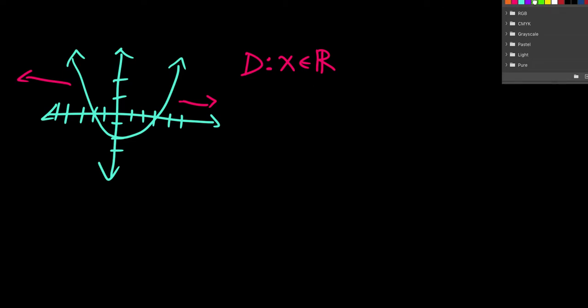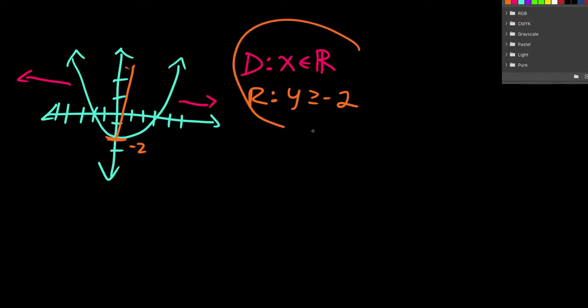Now if we're looking at the range, it's going to be a y value. I don't want to mess that up again. But the lowest value right here is -2. And it's everything above that. So now we're going to say y is greater than or equal to -2. And that defines our domain and range.